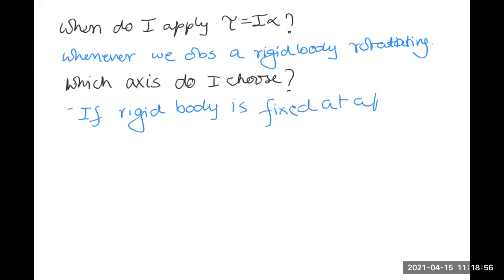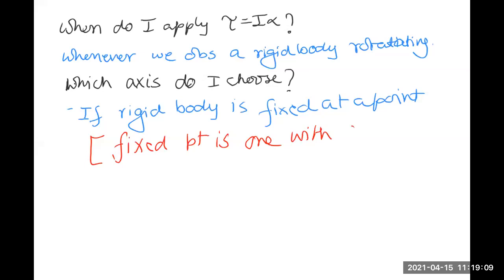So if the rigid body is fixed at a point, now I must first define fixed. Fixed point is one with zero velocity. Okay, so you see a rotating object and you see a point which is fixed. Now this point which is fixed, this information may be supplied to you in two different ways.